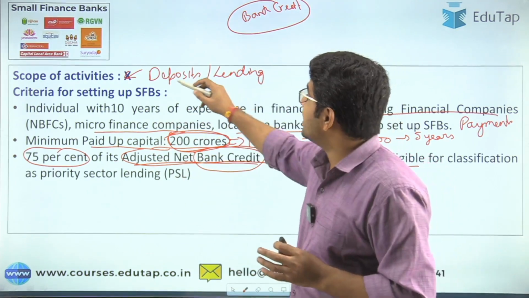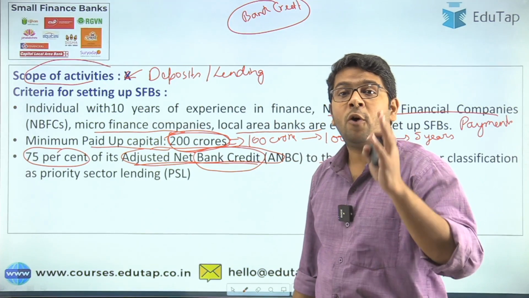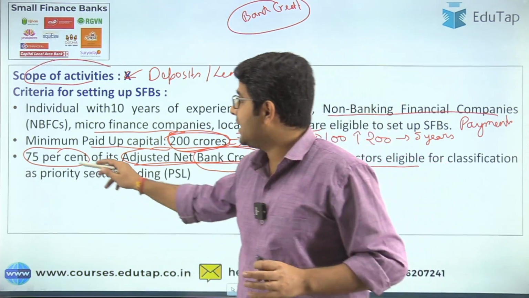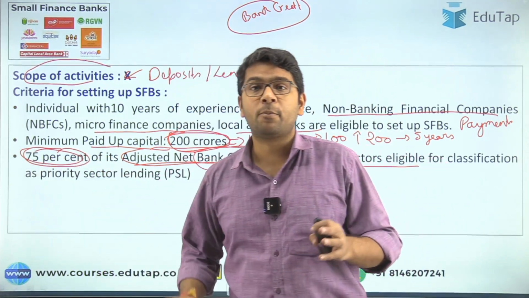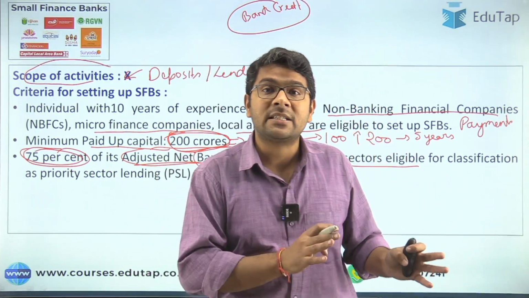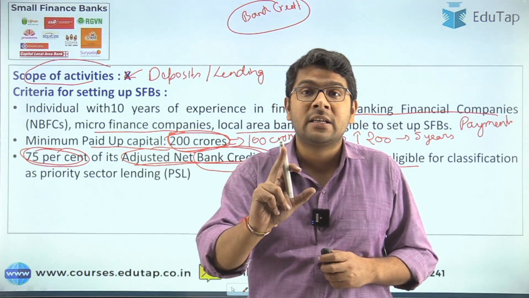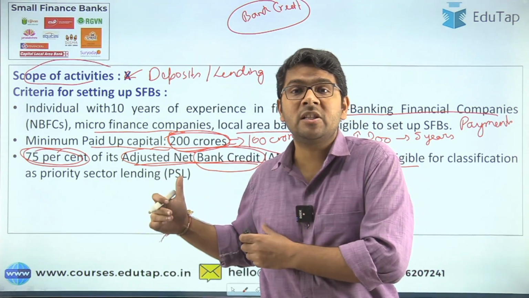Guys, when we are discussing the scope of activity, we are comparing it with the normal banks. For the normal banks, there is no such criteria like this. The priority sector lending limit is there, but it is quite less. It is 40%, but here it is 75%. So that is one point of difference. Differentiated banks, how they are differentiated, we are getting to know it.